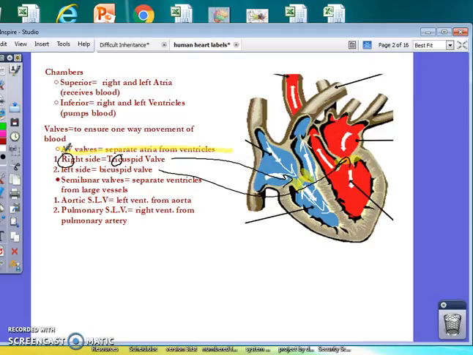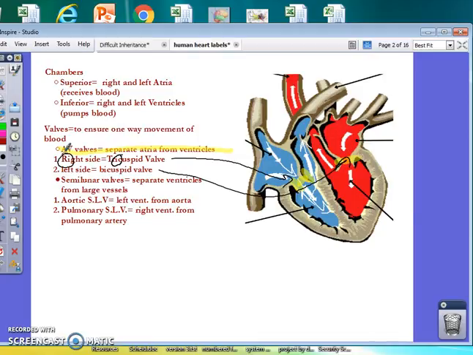The bicuspid valve has, now remember your Latin, bi means two, correct. So we've got a valve on the right side with three flaps. We've got a valve on the left side with two flaps. And those are the AV valves because they separate the atrium from the ventricles on each side.